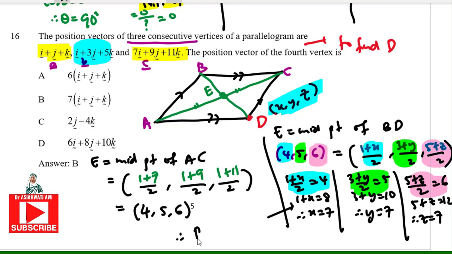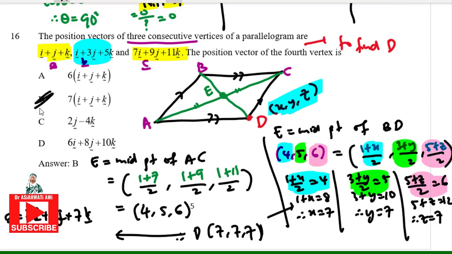Therefore, point D is 7, 7, 7. Or change to position vector: D is equal to 7I plus 7J plus 7K. The answer is D.